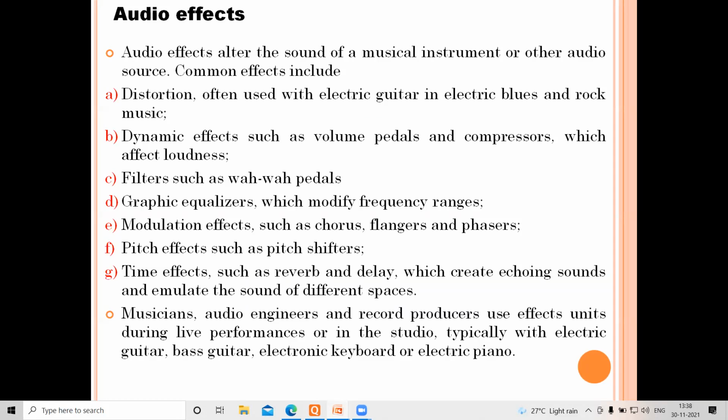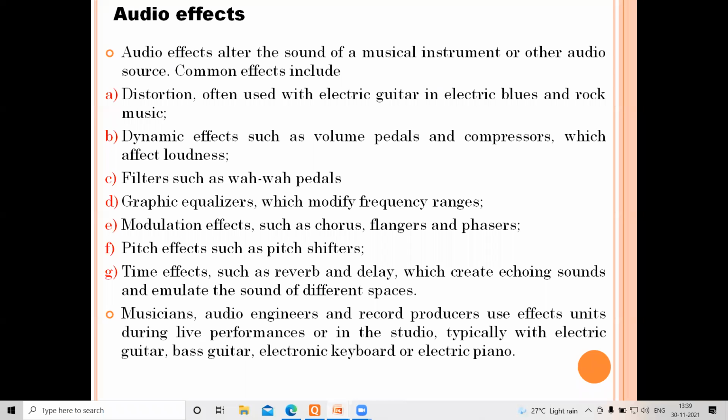Then there are various effects that probably people who know about music are familiar with. A lot of audio effects, which will alter the sound of a musical instrument or other audio source. Some of the common effects which need to be addressed, and where your DSP can play a role. First one is distortion. When you use your guitar in electric blues or rock music, normally you have distortion, often used with your musical guitar. Most of the time you have distortion.